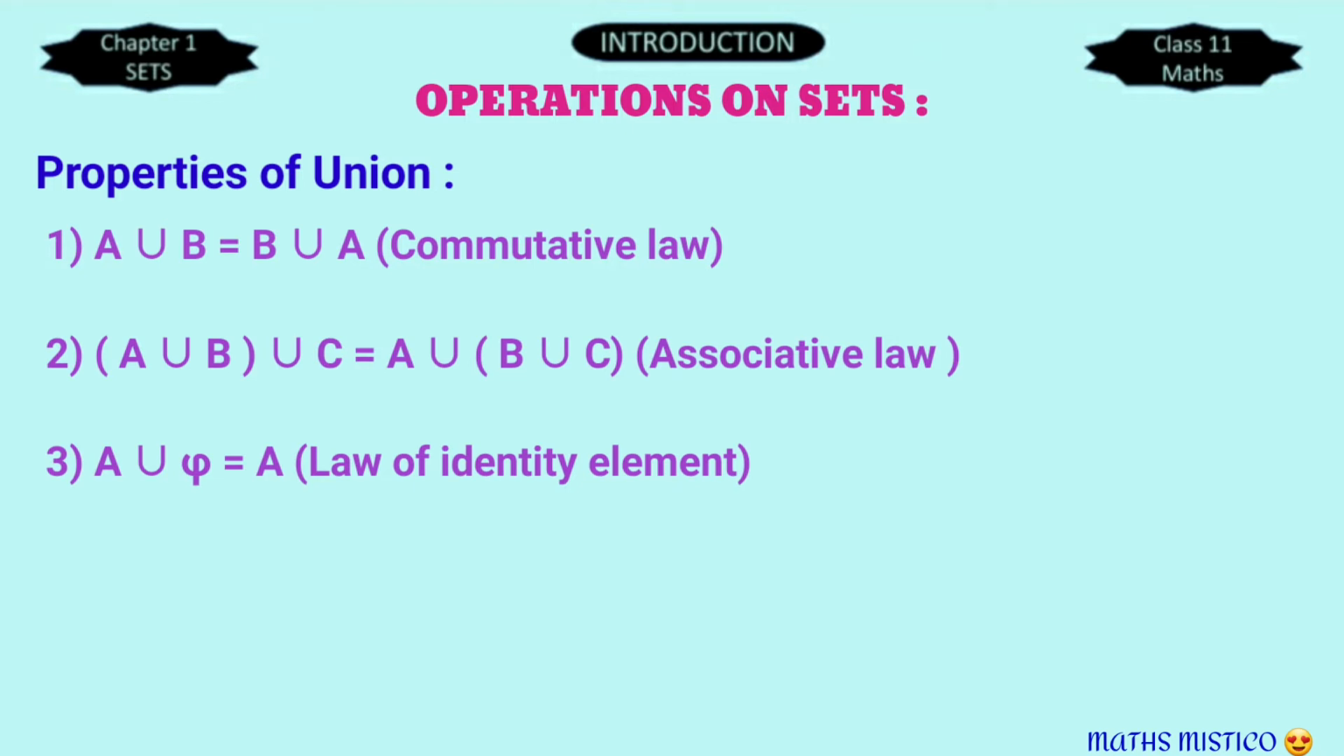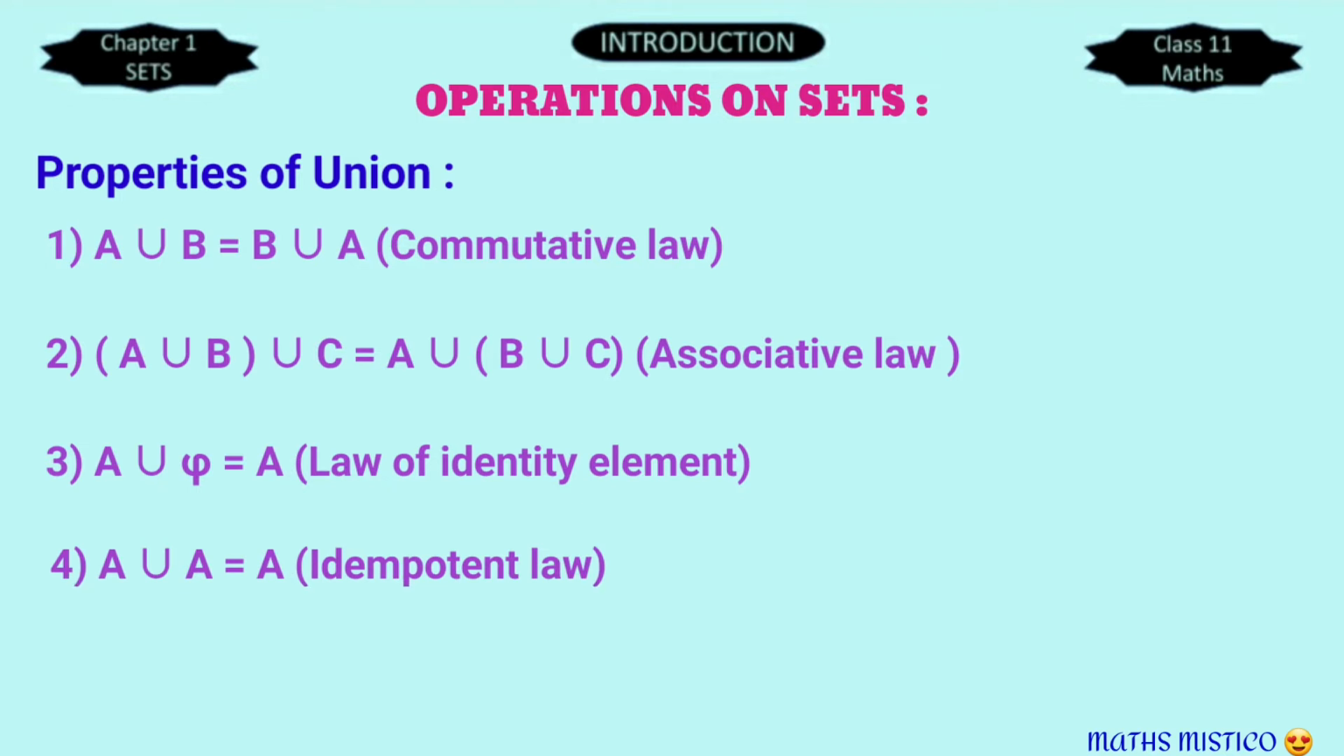The third property is very obvious as phi has no elements in it, and so we can also conclude that phi is the identity element of union. Do you remember that identity element is that which does not change the value of the other number on performing a particular operation with two numbers? The same concept applies here. This is called the law of identity element.